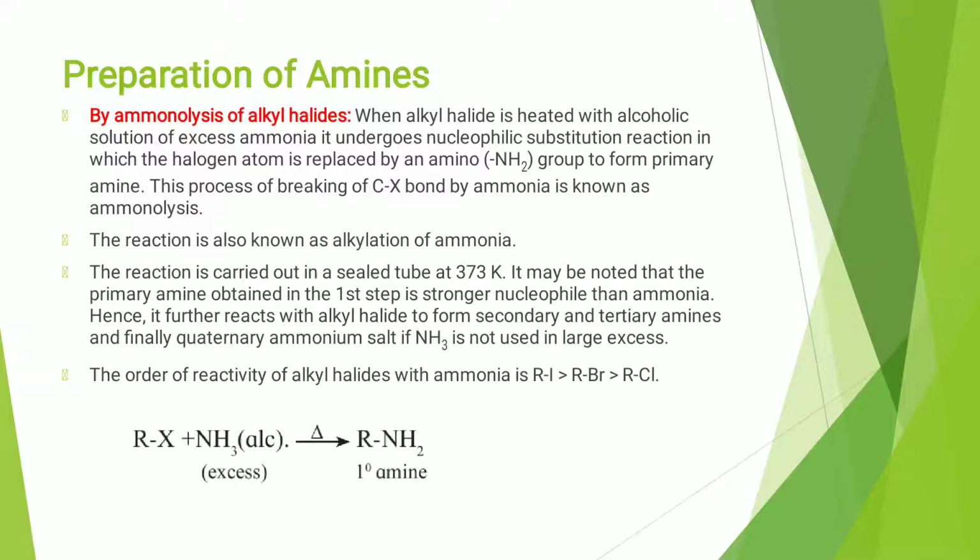The order of reactivity for alkyl halides with ammonia is RI greater than RBr greater than RCl. Alkyl iodides are more reactive than alkyl bromides, which are more reactive than alkyl chlorides. See the reaction: RX plus excess ammonia, with alcohol as solvent. When we heat it, we get RNH2 plus HX.